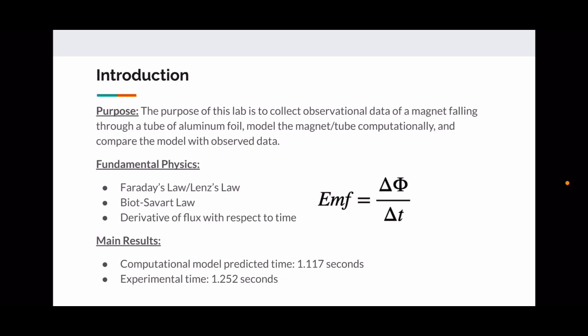Main results we got from this lab is that the model on GlowScript predicted the time for the magnet to fall through the entire length of the tube to be 1.117 seconds, and our experimental data was 1.252 seconds.